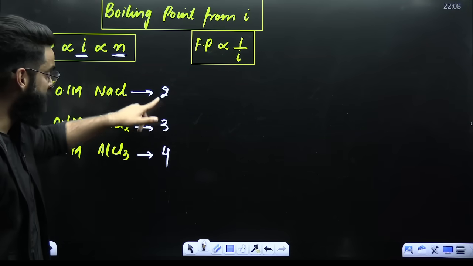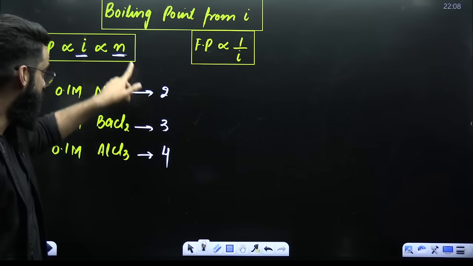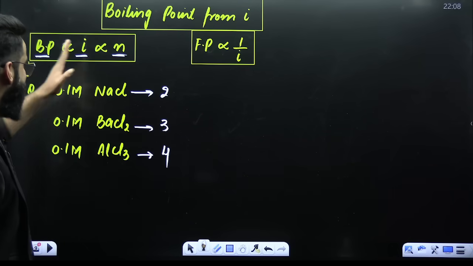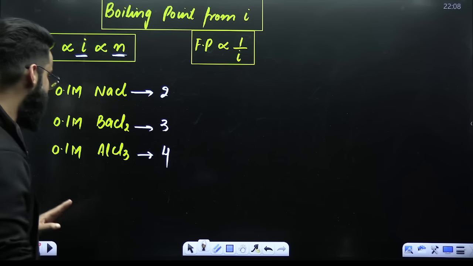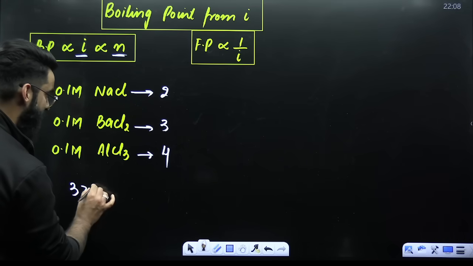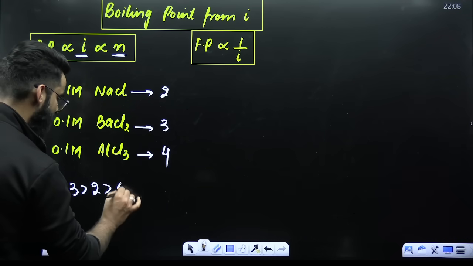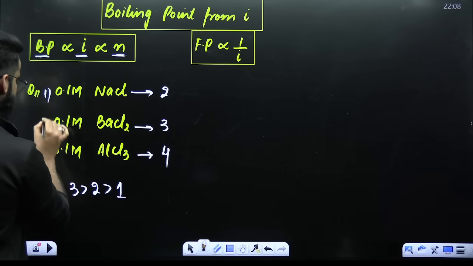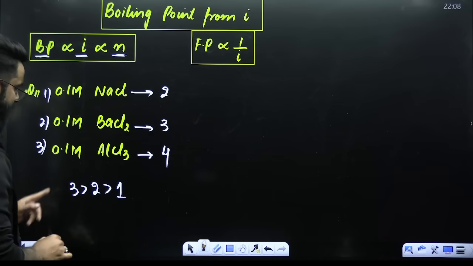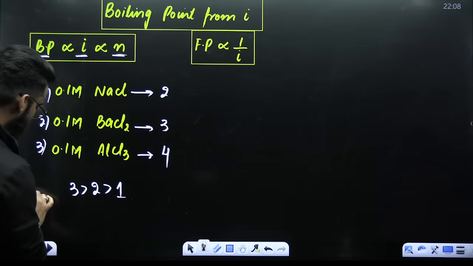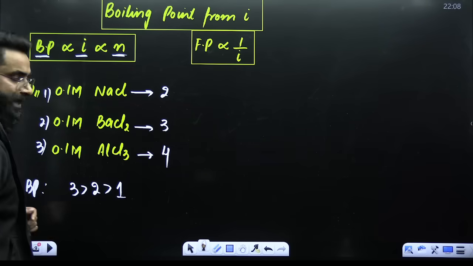So basically, this is giving 2 ions, this is giving 3 ions, this is giving 4 ions. The more ions produced, the greater the Van 't Hoff factor, and the greater the boiling point. So the boiling point of the third one is going to be maximum, followed by the second one, followed by the first one, right? If this was first, if this was second, if this was third, I would say the third one will have maximum boiling point, followed by your second one, followed by your first one.